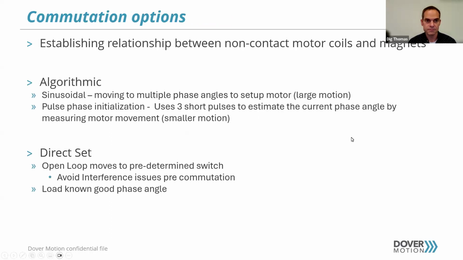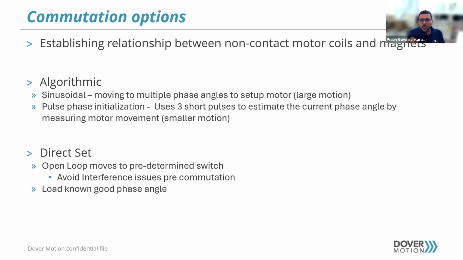Great. Yeah, and in terms of the capabilities inside the chip, I think these are a few that Dover and Dig use, but there are a lot of commutation options that we provide. So they had actually worked with the algorithmic phase init and algorithmic commutation option. There's a few, like the pulse phase init, where there's 3 short pulses. If you look at the integration that I put in on that linear stage, you can't move the motor a lot for getting the initial phase.